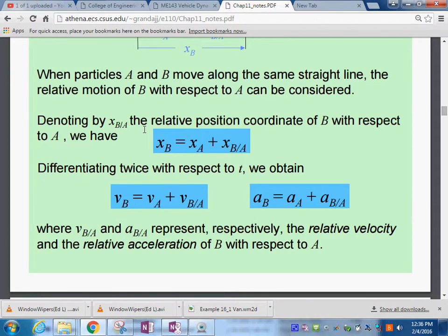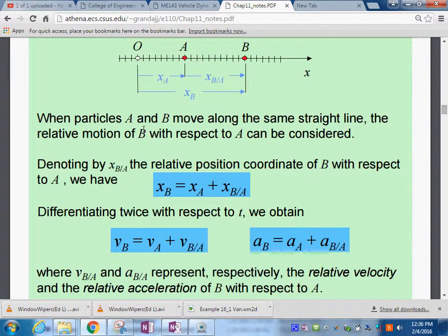So when particles A and B move along the same straight line, the relative motion of B with respect to A can be considered. So you say, denoting x of B with respect to A as the relative position of B with respect to A, we have x of B is x of A plus x of B with respect to A.